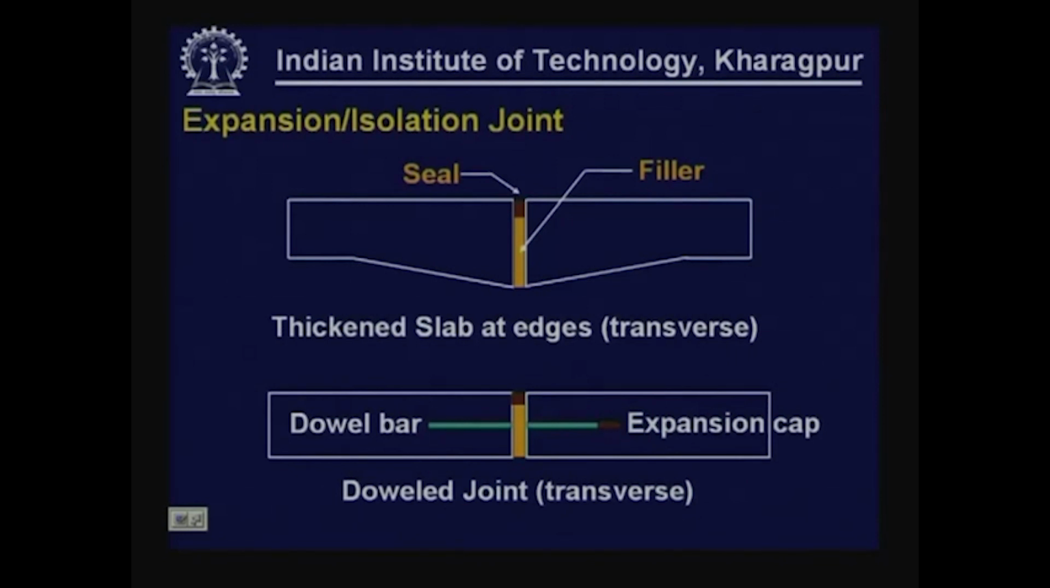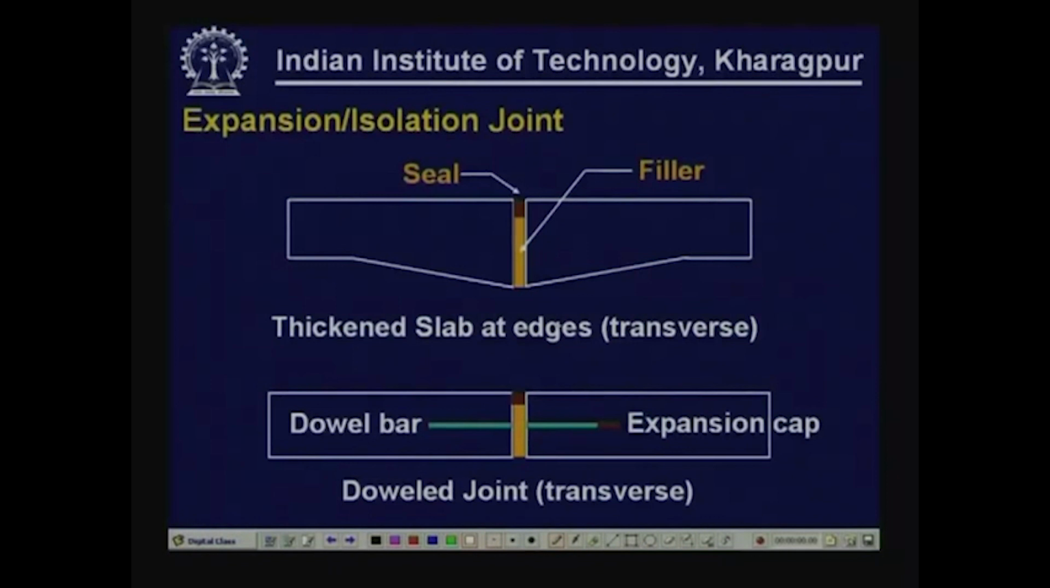If there is no load transfer mechanism between these two slabs, that means we are not providing any dowel bars, then to account for the excessive stresses close to the joint, one can either thicken the slab near the edges, or alternately we can provide dowel bars here. As you can see here, we can provide an expansion cap to permit the lateral movement of the slab when it is trying to expand.